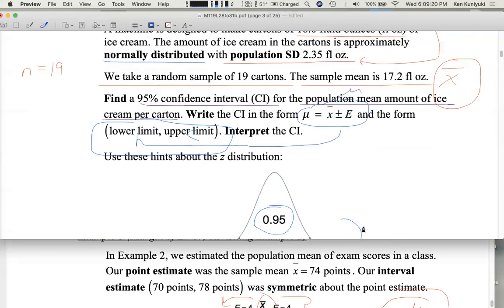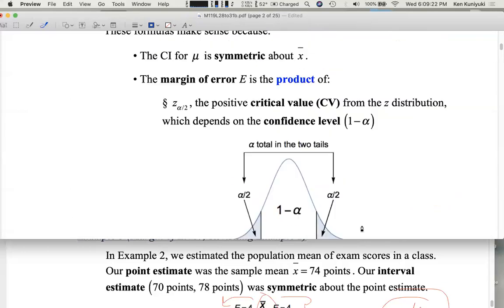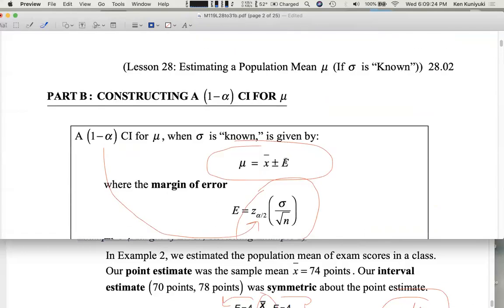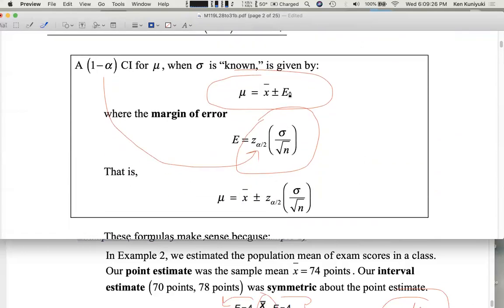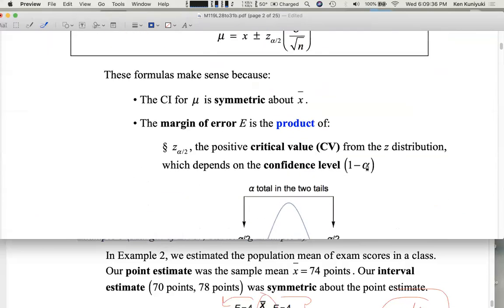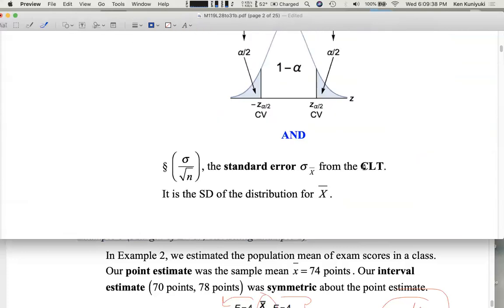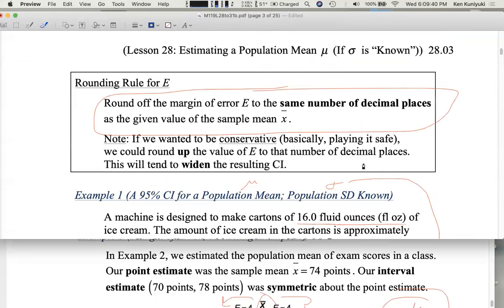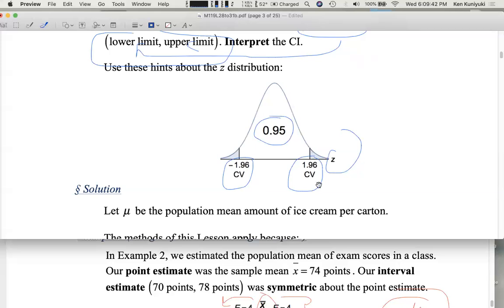Okay, so that's where these formulas come in. And I'll give these formulas on an exam. Okay, here's the formula for the margin of error. It's this positive critical value times the standard error, sigma over root n, from the CLT. All right. Again, the critical values are going to come from our hint. 1.96 is our positive critical value, z sub alpha over 2, or half alpha.